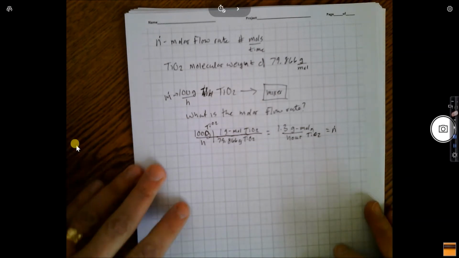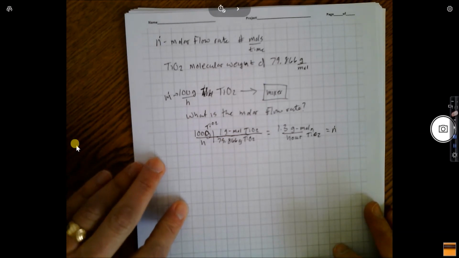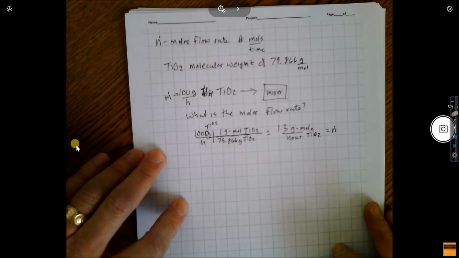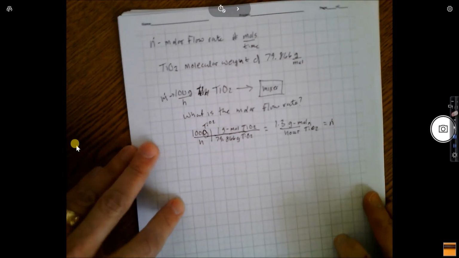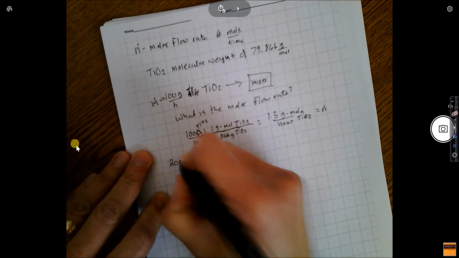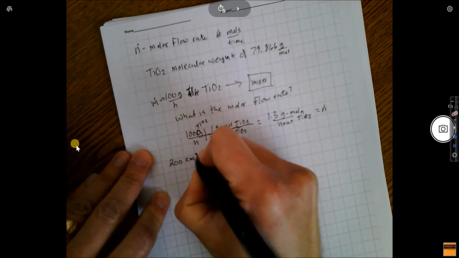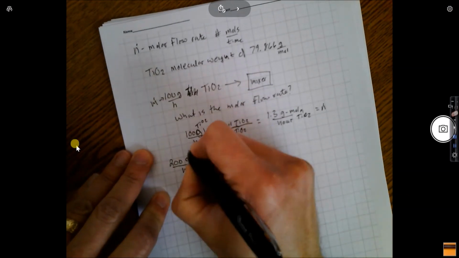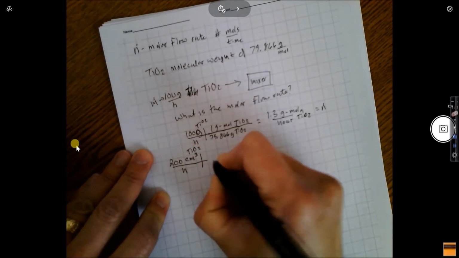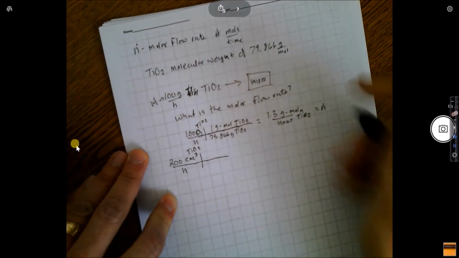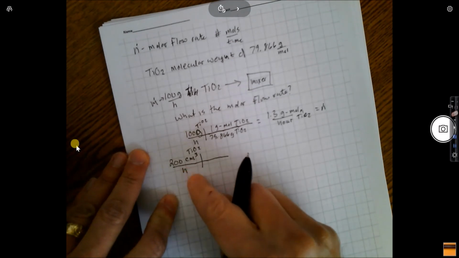So let's take a look at this. I'm not a betting man, but I would think we would probably need two conversion factors to get from a volumetric flow rate to a molar flow rate. So let's make up a problem. Let's say we have 200 centimeters cubed per hour of titanium dioxide flowing, and we want to know what the molar flow rate would be if we have 200 centimeters cubed per hour flowing through.